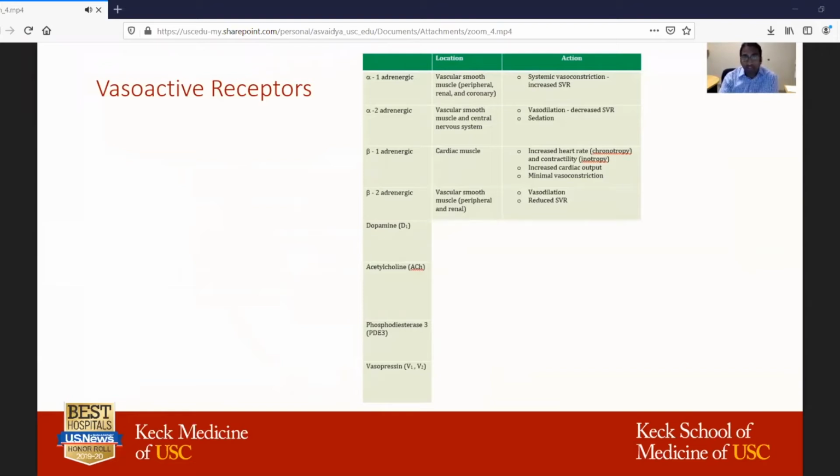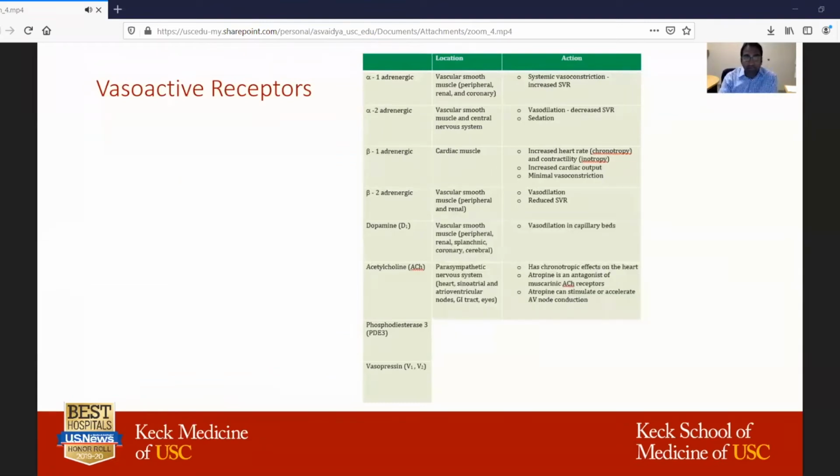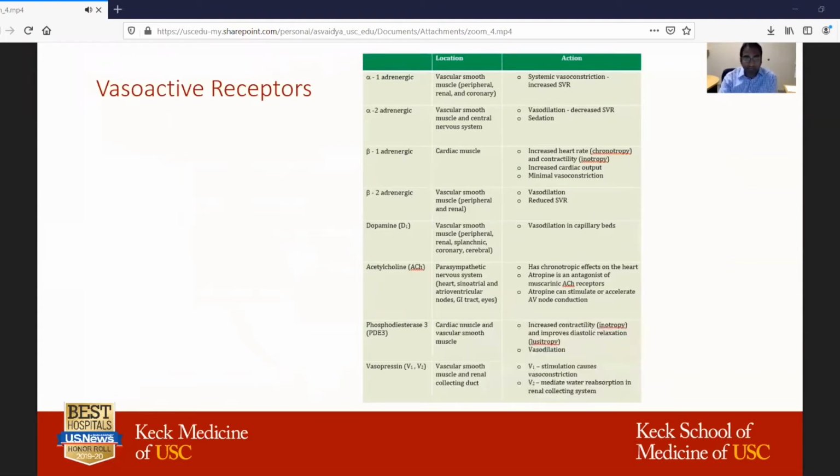Beta-2 is also found in your vascular smooth muscle, causing vasodilation and reduced SVR. Dopamine and acetylcholine receptors are found, for dopamine, on vascular smooth muscle but more in the splanchnic beds and the renal beds, and can cause vasodilation in those beds. Acetylcholine receptors are parasympathetic receptors that have chronotropic effects on the heart. So you think about atropine, which is an antagonist, and it can accelerate AV nodal conduction.